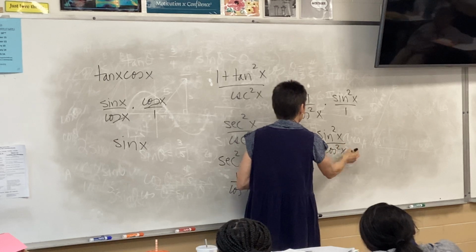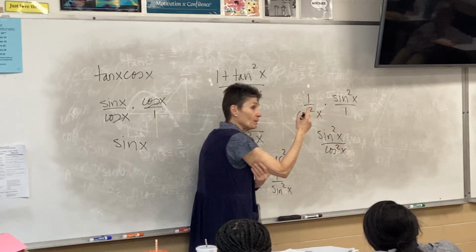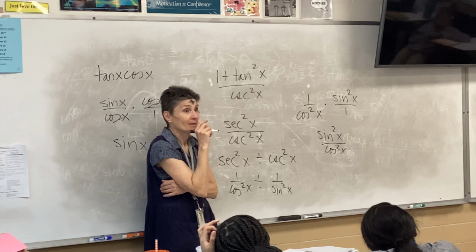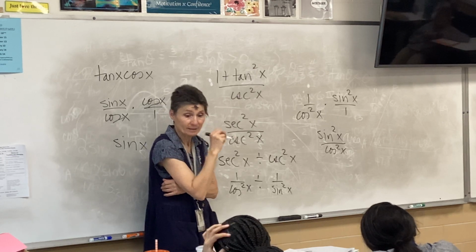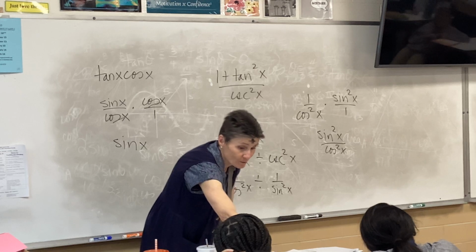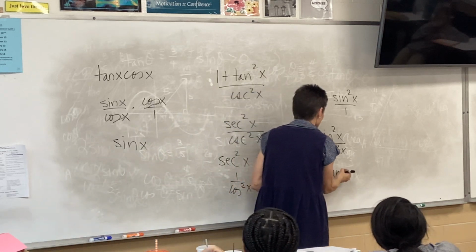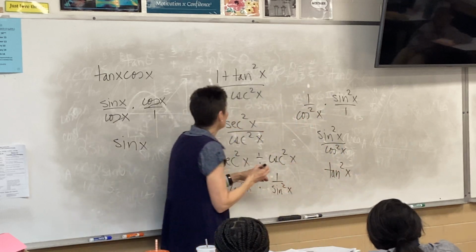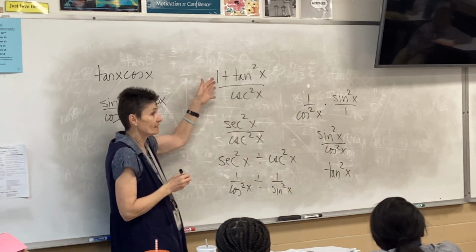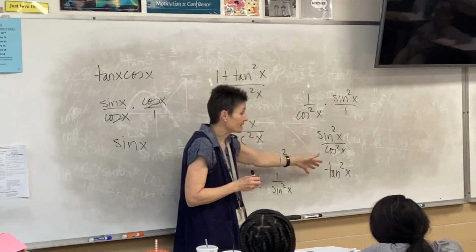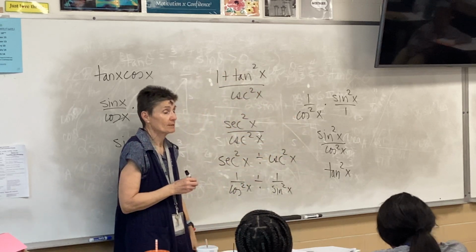Would you agree with that when I just multiply? And what do I know about sine over cosine? It's tangent, isn't it? Isn't sine over cosine tangent? So this is just tangent squared. Who would have thought that that mess would simplify down to tangent squared?